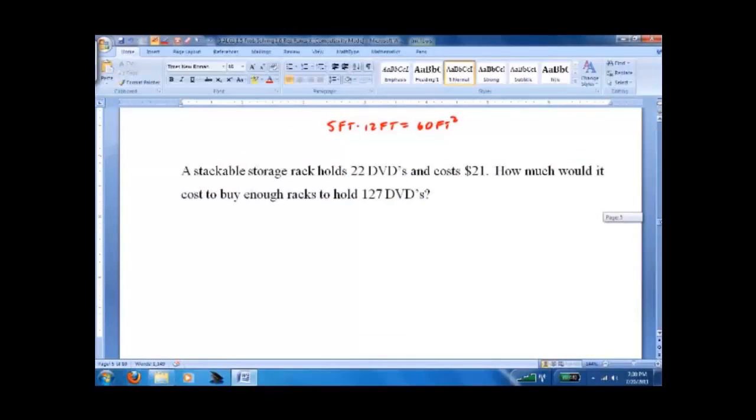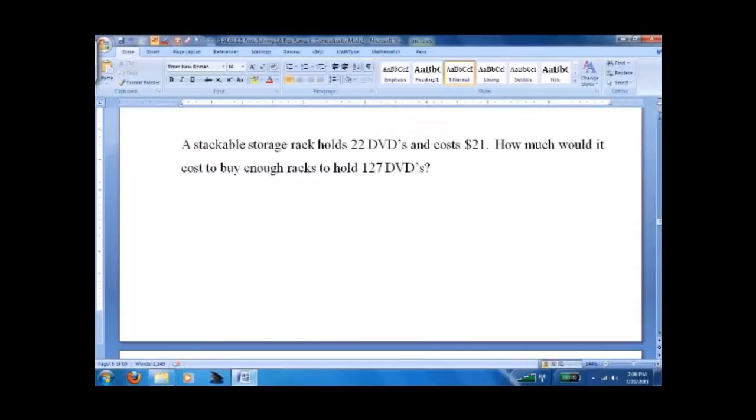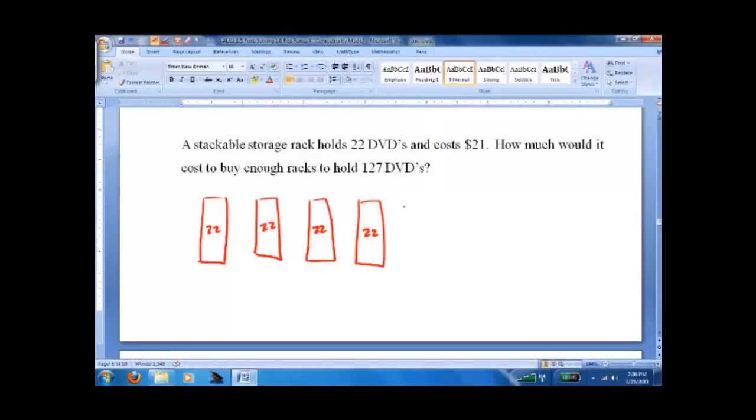Here's another one. A stackable storage rack holds 22 DVDs and costs $21. How much would it cost to buy enough racks to hold 127 DVDs? I could do this mathematically, but this is a good one to try a different way. So there's 22 here, 22 here, 22 here, 22 here, 22 here, 22 here. Let's see how many we've got so far. 1, 2, 3, 4, 5 times 22 is, so far we have 110.